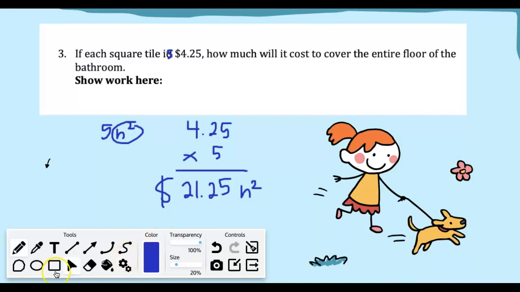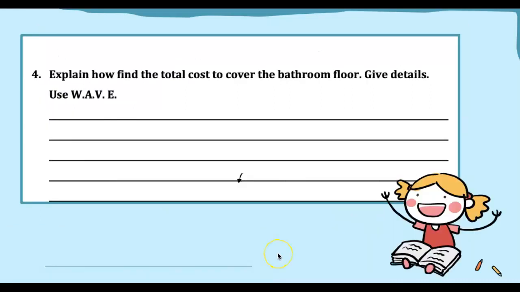All right. Okay. For the last part of the project, you have to explain how you find the total amount you use for the floor. I want you to give the details. I want you to use the word because and point out some details based on the work that you have done.